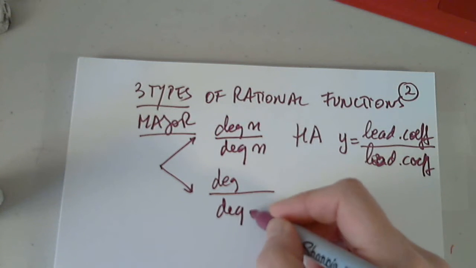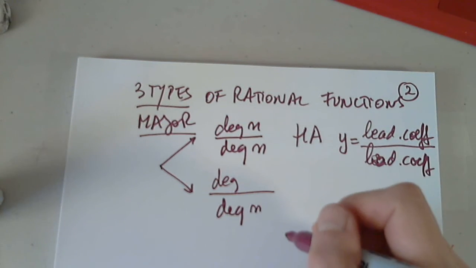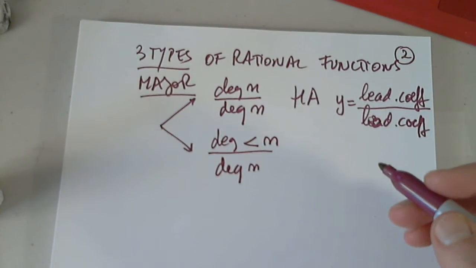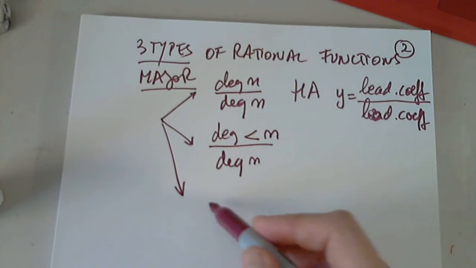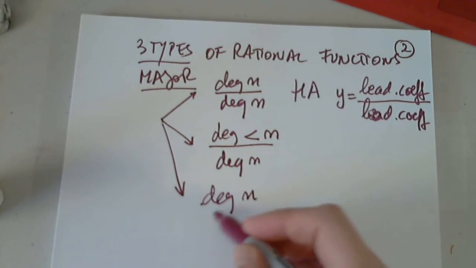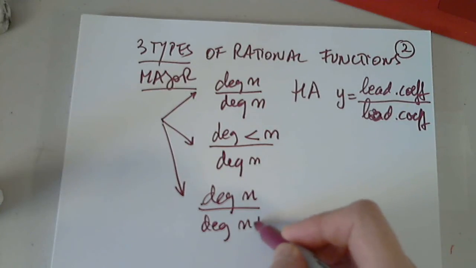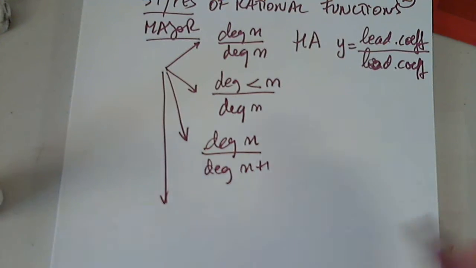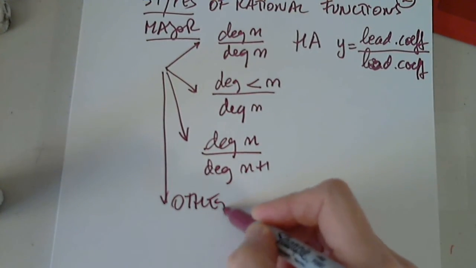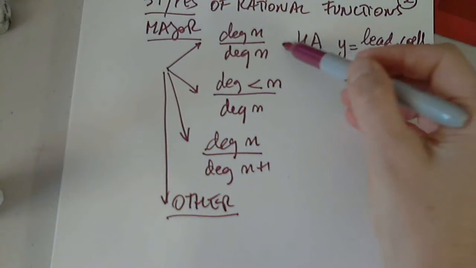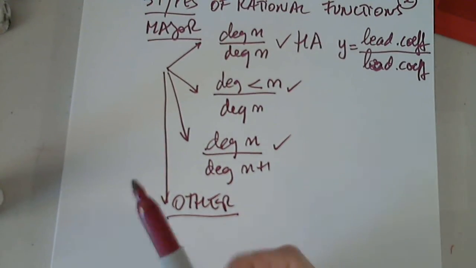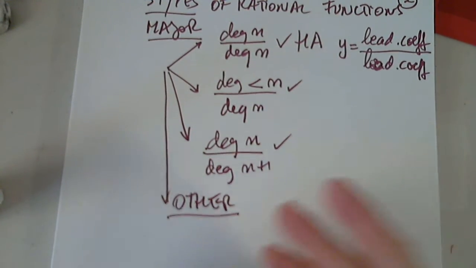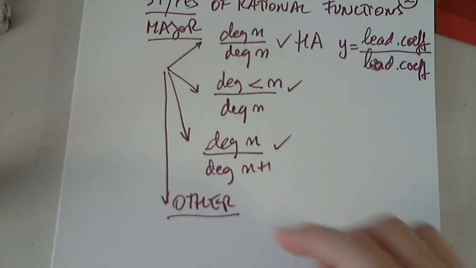degree n here and degree less than n here. And the third possibility is degree n plus 1. And just to make sure you don't think that there are only three types, there are others. We will only look at 1, 2, and 3. The others require a lot of work with the calculator. We can choose other situations.